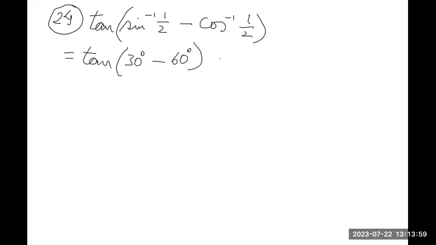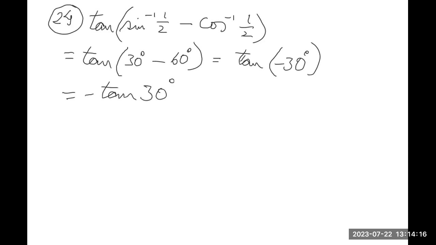So this is tangent of negative 30 degrees. Tangent being an odd function, we can pull that negative out. So that's just negative tan 30. And we know tan 30 is root 3 over 3. So this is negative root 3 over 3. So that is our answer.